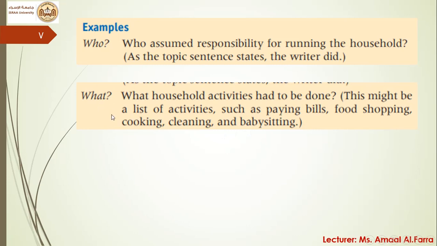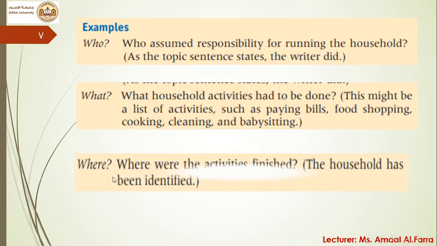So, what is related to what? What is related to the list of activities that the writer is going to do. Where? And where is answered, it is clear from the topic sentence. Where were the activities finished? The household has been identified. Of course, it will be done at home.